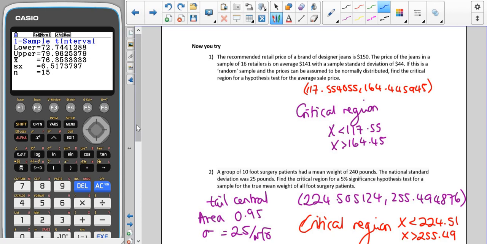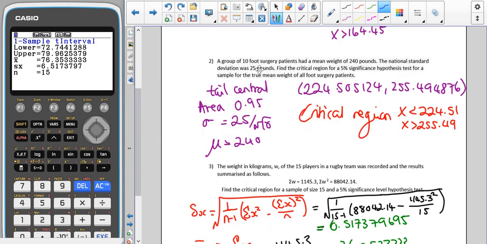So then for question 2, we have a group of 10 foot surgery patients with a mean weight of 240 pounds. The national standard deviation was 25 pounds. So here we have the population standard deviation, so even though we have a small sample, we are going to be using normal. And then we're trying to find the critical region at 5% significance level to test for the true mean weight of all foot surgery patients. So it is unlikely that these patients are going to be less than 224.51 or more than 255.49 pounds.